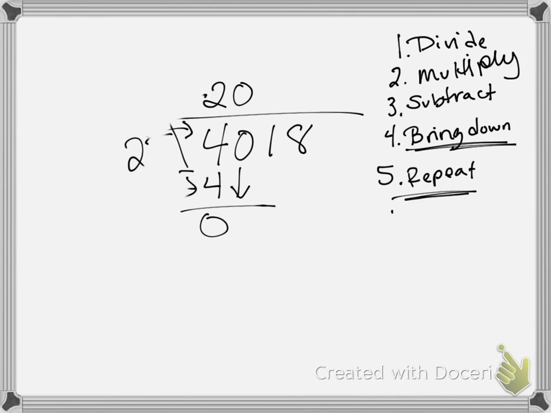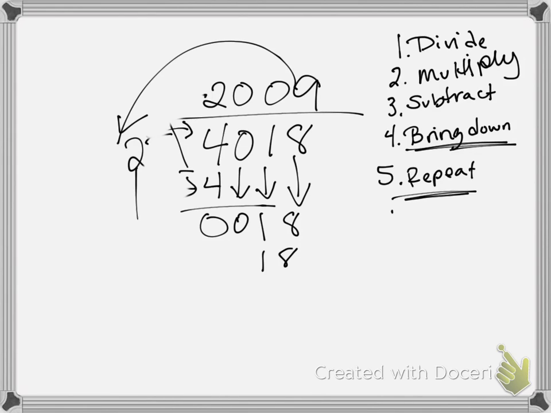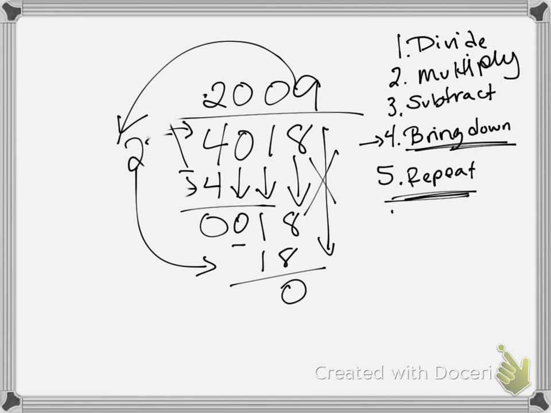Oh, wait, I didn't bring down. Look at me go. Didn't even follow my own rules. Are there any groups of 2 in 1? There are not. All right, so we're going to bring down one more time. Are there any groups of 2 in 18? There are. So 2 times what equals 18? Well, I know 2 times 10 is 20. So what is 2 less? 9. So 9 times 2, 18. So we multiply. Get our 18. Subtract. Get 0. We have nothing to bring down anymore. So we're not going to repeat, and we are done. So 2009 is our answer.